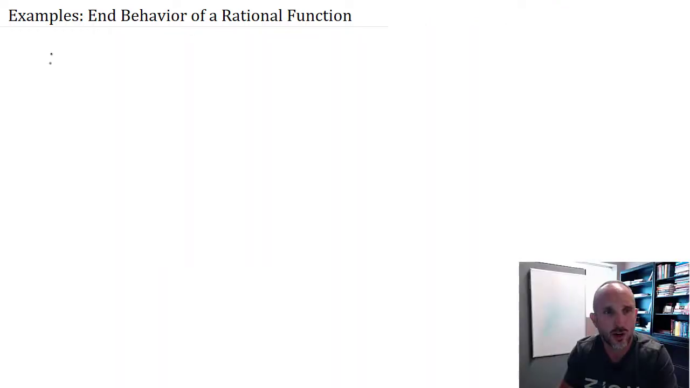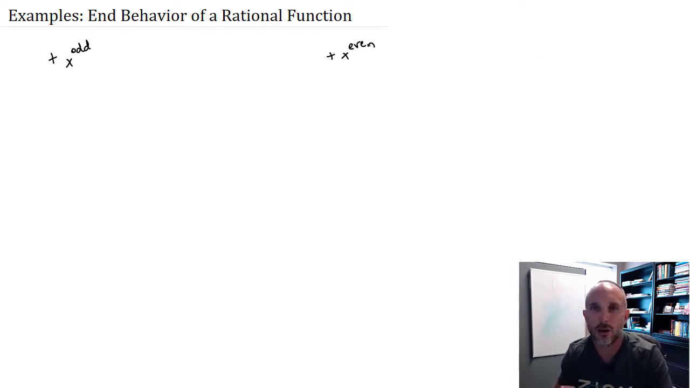So if you end up with a positive x to an odd power or a positive x to an even power, remember that when you have x to a power, the ends will grow. They'll go up in the positive direction or down in the negative direction. So these ends grow, okay? I want to point that out because when we get to some new end behaviors, they won't necessarily grow. But if you have x to a power, they will grow.